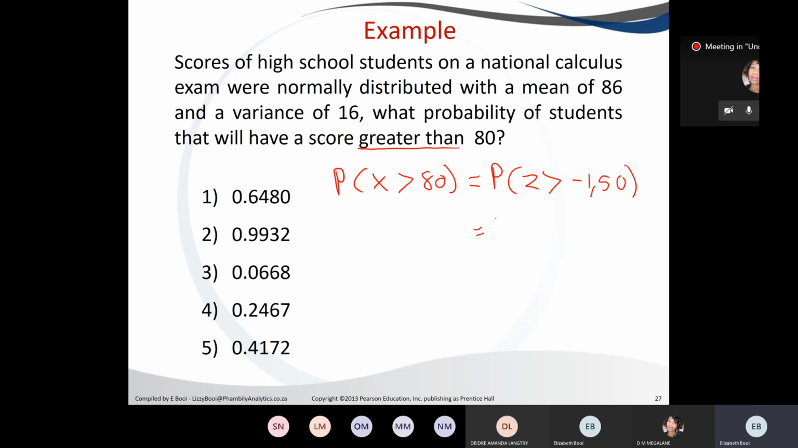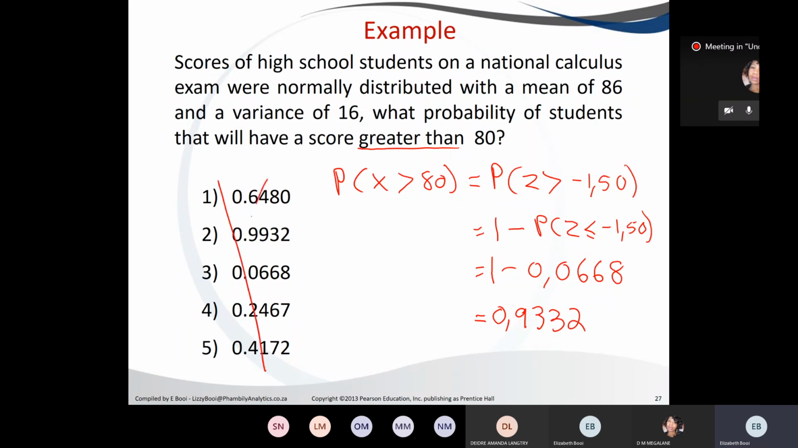To find this probability, we need to say 1 minus the probability of Z less than minus 1.50, so that we know that we're going to go to the Z table to find this probability. And we know that because we did go and find that probability, and it was 1 minus 0.0668. That's the probability we found on the table. And we can calculate it: 1 minus 0.0668 equals 0.9332.